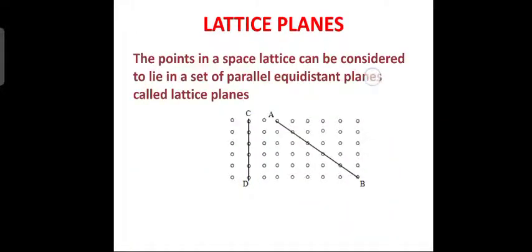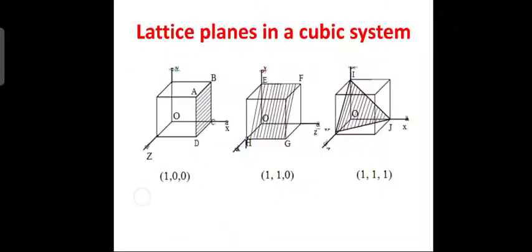Next slide. Now what are lattice planes? Lattice planes are nothing but the points in a space lattice. They are considered to lie in a set of parallel equidistant planes called lattice planes. So you mark the points, lattice points, and then draw the plane either vertical or diagonal like this. But you should have parallel planes. If you draw this diagonal line, then you should have the same parallel planes. If you draw the vertical line, same parallel planes. That is called what? Lattice planes.